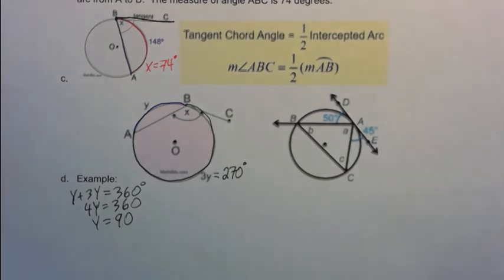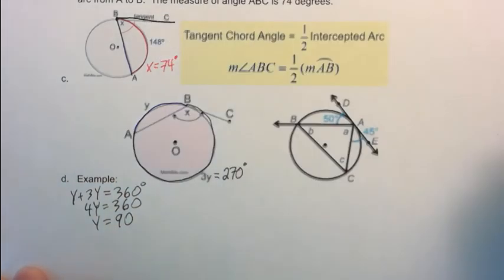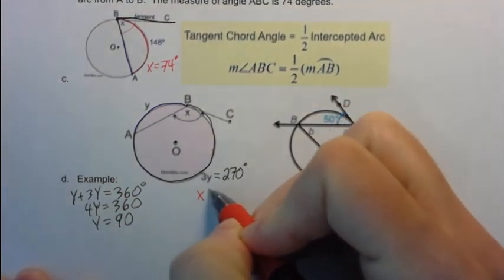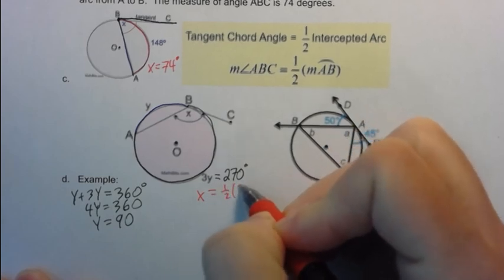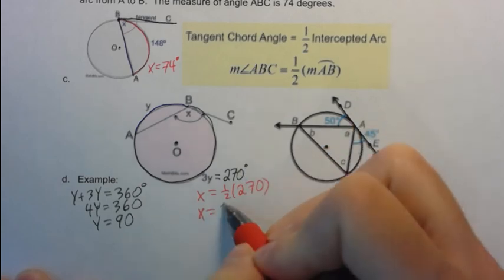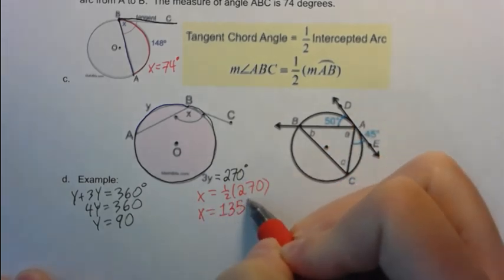Well, if we know that our x is hitting that green arc, we know that x has to equal 1/2 of that arc. And that means that our x value is 135 degrees.